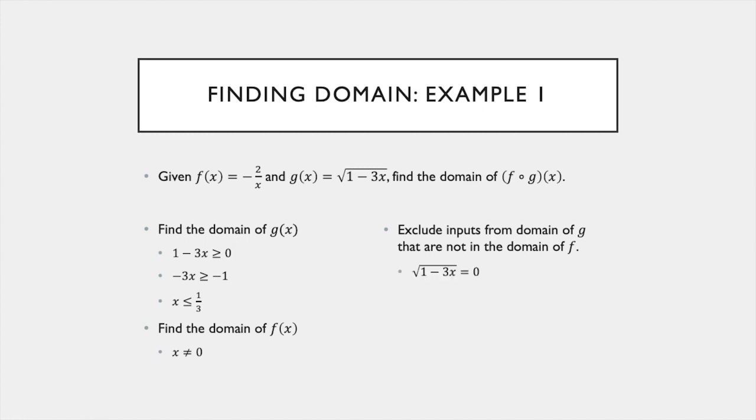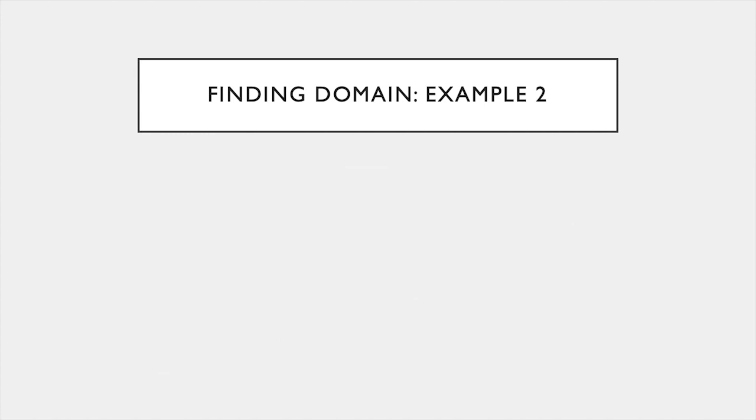So we set the square root of 1 minus 3x equal to 0, and then we'll want to solve. So 1 minus 3x equals 0, subtract 1, divide by negative 3, and we'll get x equals 1/3. And then we know that x also can't be 1/3, and we'll take that and look at the domain of g of x again, and we'll find that the domain is negative infinity to 1/3.